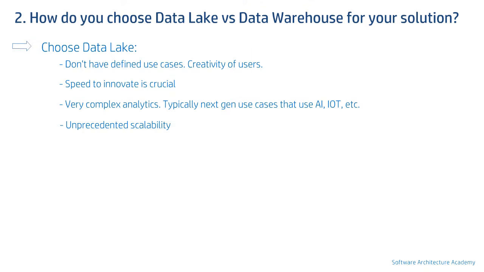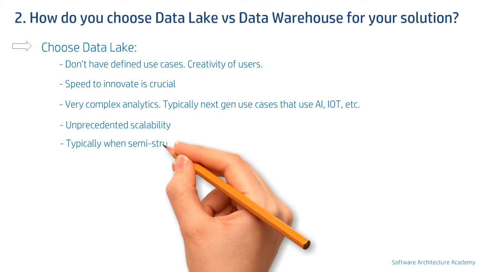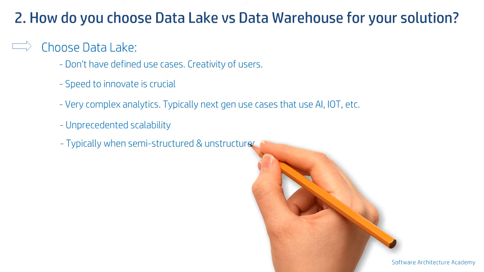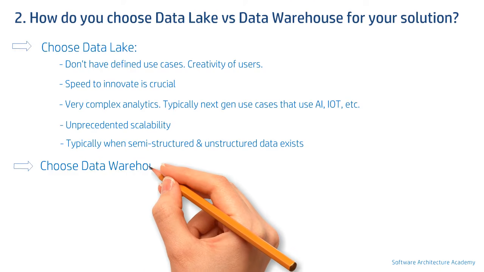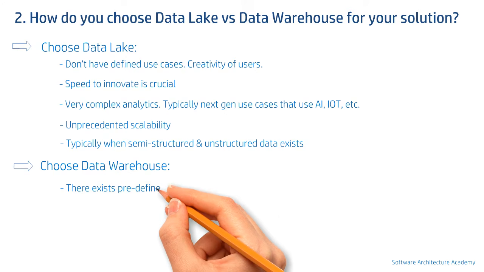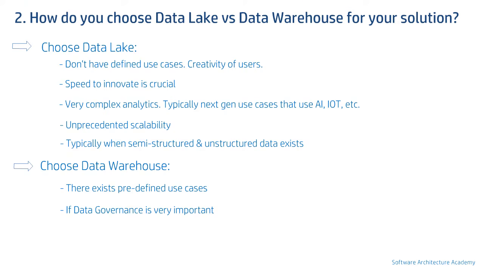Another scenario is when the system is expected to scale a lot, that is, many source systems across diverse data types need to be integrated quickly. And finally, the most important scenario is when semi-structured or unstructured data is prominent. On the other hand, I would choose a data warehouse if there are proper predefined use cases, if data governance aspects are more important due to various reasons, if my primary user base is line of business users or business analysts, and finally, if structured data is more prominent.